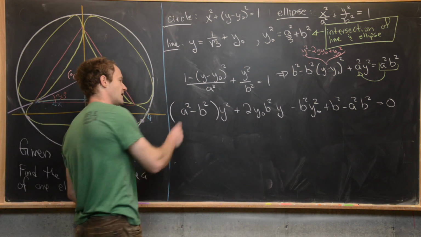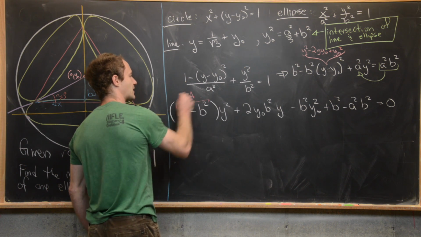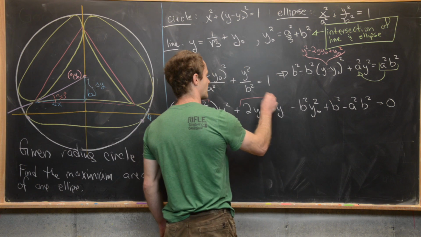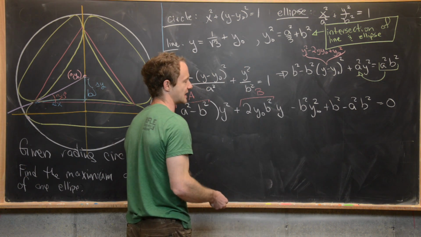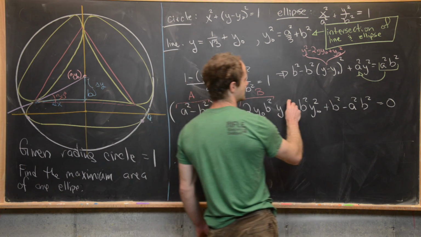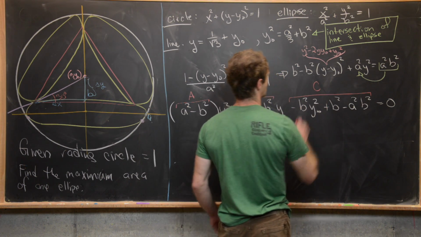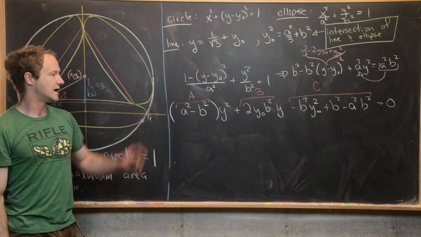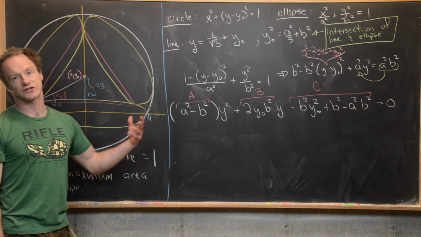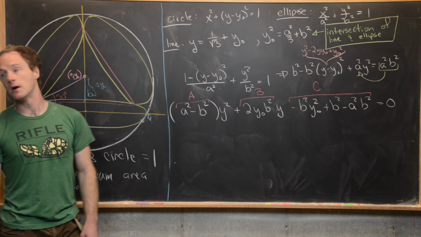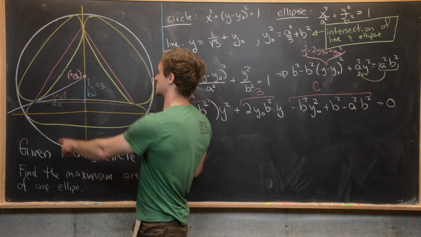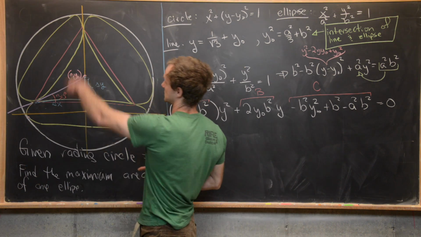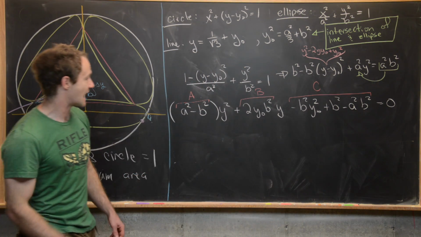Now, if we think about this as playing the role of capital A in our quadratic equation for y, this is playing the role of capital B in our quadratic equation for y, and then this thing right here is playing the role of capital C in our quadratic equation for y. Again, we know that our discriminant must be equal to 0 because there is only one y value for which this bottom ellipse intersects this circle. So let's see what that gives us.